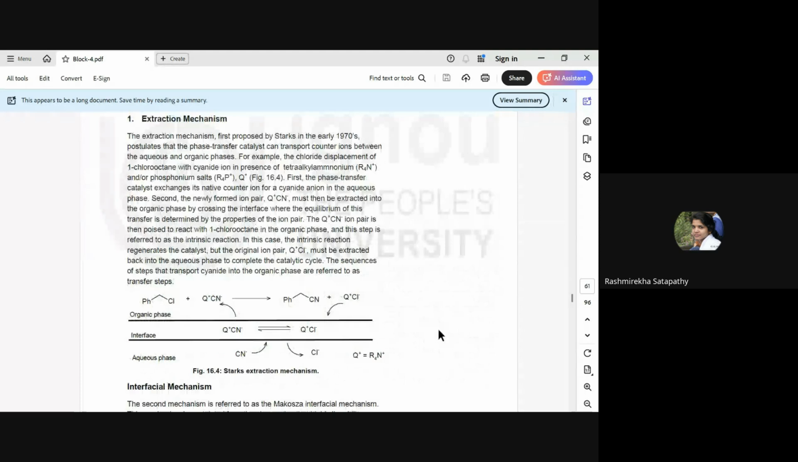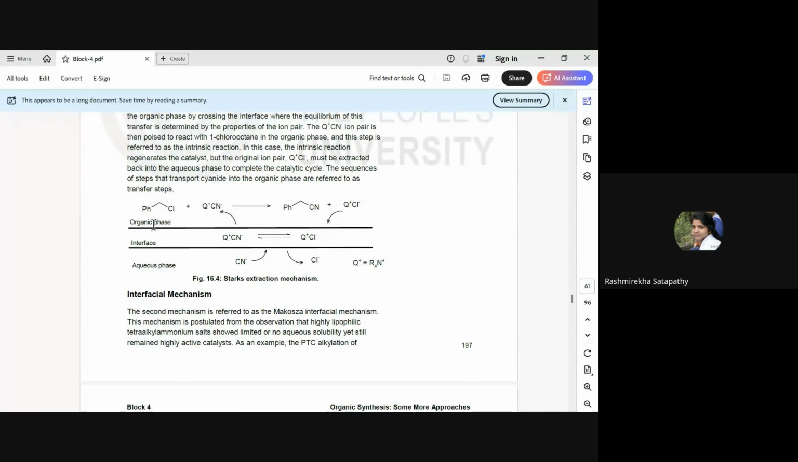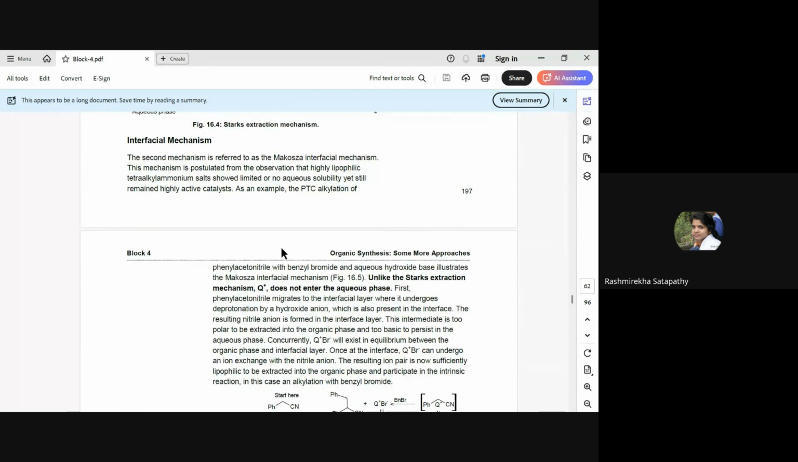Mechanism of phase transfer catalyst, the extraction mechanism. This is the organic phase. You can see the quaternary salt Q plus CN minus at the interface. This is the CN minus in the aqueous phase. In water, the cyanide is soluble, chloride is soluble, and this is the organic phase. This organic compound is there. The quaternary salt comes to the interface, and the CN minus comes to this interface and reacts with the organic phase to get the product.